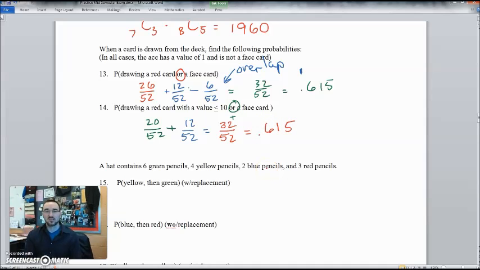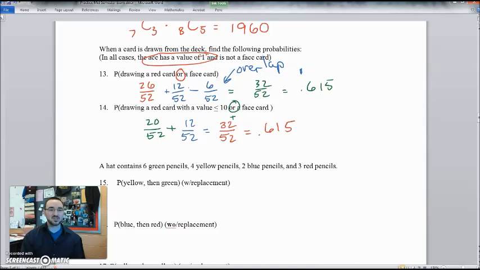So 61.5% chance of drawing a red card with a value of less than or equal to 10, or a face card. And the reason that we have 10 cards that are less than or equal to 10 is because we're including Ace as a value of 1 in this case.